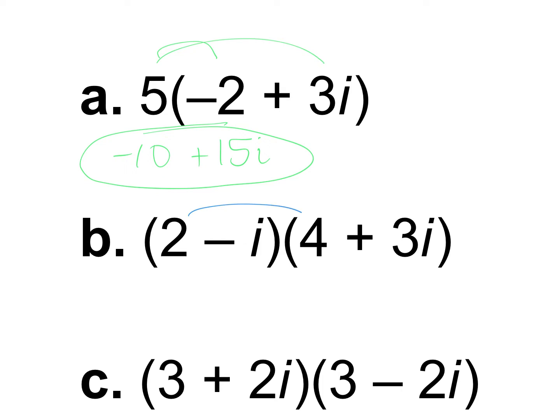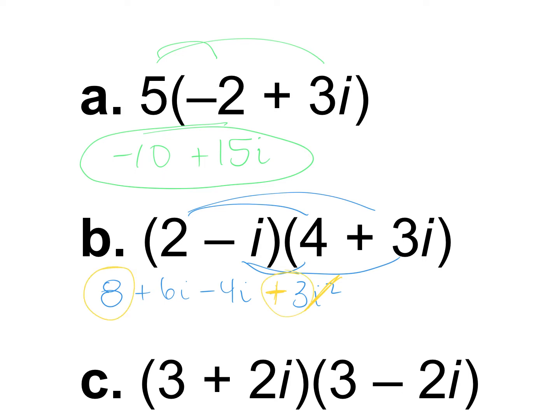Same thing. 2 times 4 is 8. 2 times 3i is plus 6i. -1 times 4 is -4i. -1 times 3i is -3i squared. What happens, guys, as soon as you see i squared? You cross it off and then change the sign in front. -3i squared is the same thing as +3. So now you can combine real with real, which is what? 11. And then what's 6i minus 4i? Plus 2i. Yep.